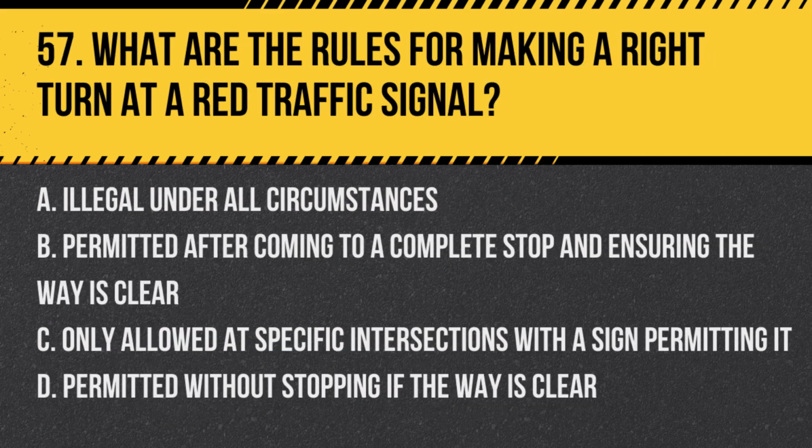Question 57. What are the rules for making a right turn at a red traffic signal? A. Illegal under all circumstances. B. Permitted after coming to a complete stop and ensuring the way is clear. C. Only allowed at specific intersections with a sign permitting it. D. Permitted without stopping if the way is clear.